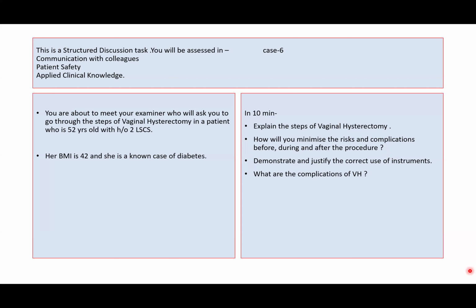So I have certain risk factors for her, like two cesareans, BMI 42, and also diabetes. Considering all these factors, her care will be: I'll involve my consultant. My consultant will be there during the surgery, and MDT care. Shared care will be done for her, involving the diabetologists, dietitians, and also the diabetic nurse.